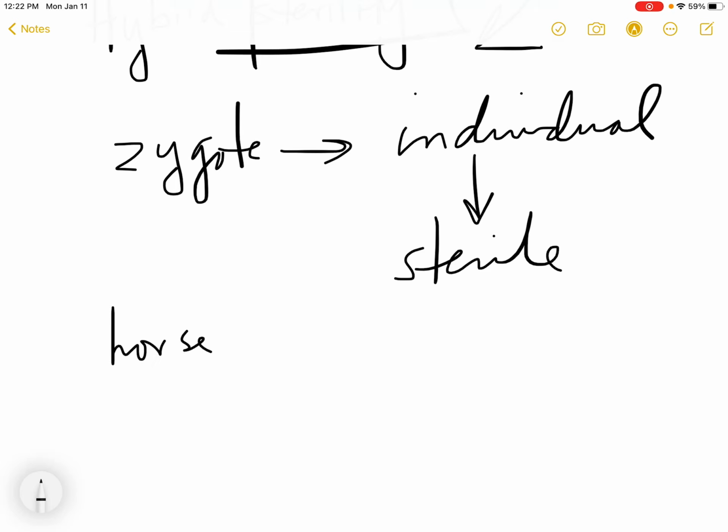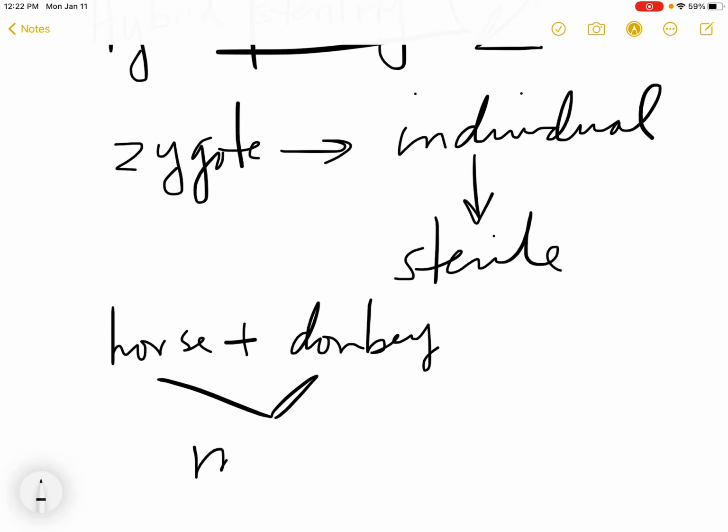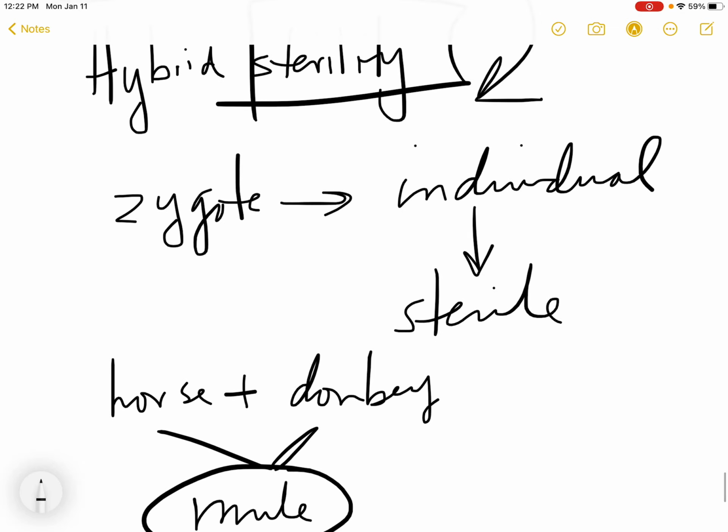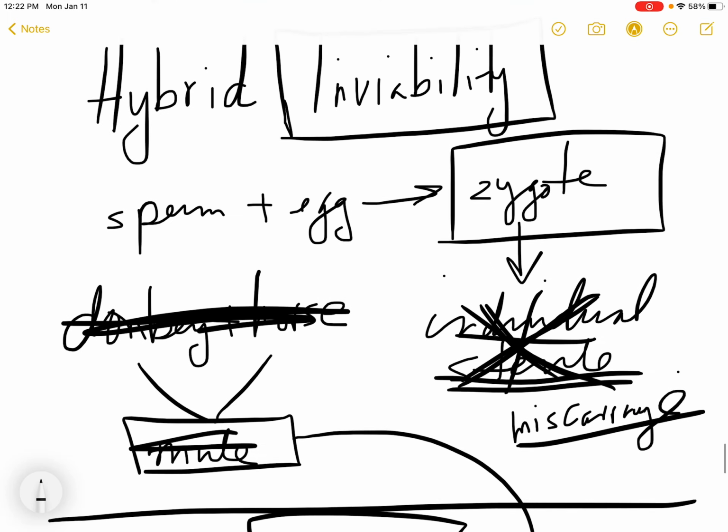So this would be the mule, the horse plus the donkey, and they produce a mule, but the mule cannot have babies. It is sterile. So in this case, you have a fully functioning individual, except for the fact that it can't have babies.